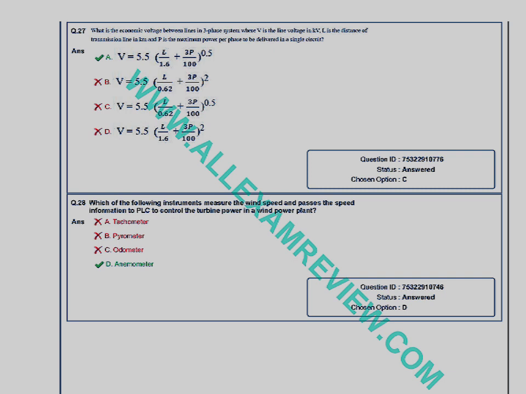Okay. Question 28. Which of the following instrument measures the wind speed and passes the speed information to PLC to control turbine power in the wind power plant? Anemometer. Anemometer is the right. Okay.